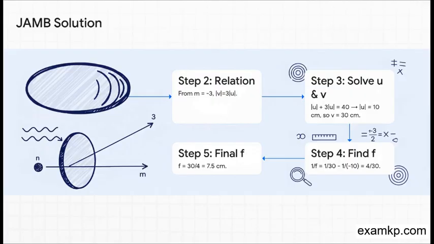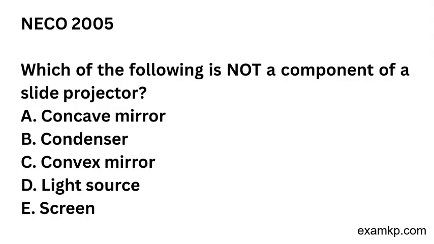Step 4. Now we can finally find the focal length. 1 over f equals 1/30 minus 1 over -10, which is 1/30 plus 1/10. That works out to 4 over 30. Step 5. Flip it over to get f. f equals 30 over 4, which gives you 7.5 centimeters. Brilliant stuff. And to wrap up our practice, let's look at one from NECO.